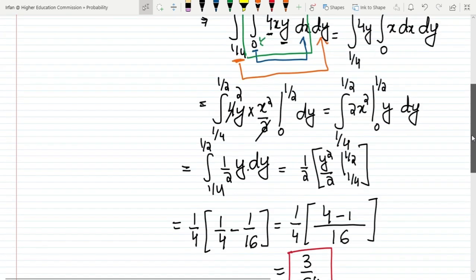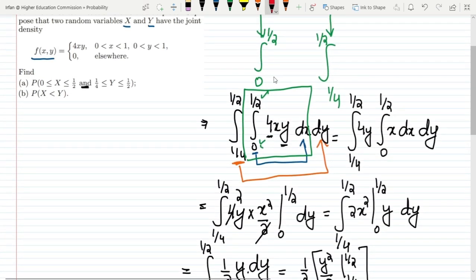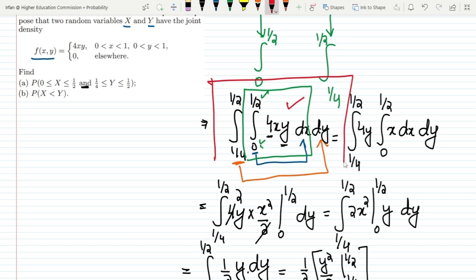You have seen how to find it out, and the essence of this basically lies in this formula which we had here. We had used it and we have found it out. Now on the basis of it, part B is to find the probability that x is less than y. Okay, so the probability that x is less than y.